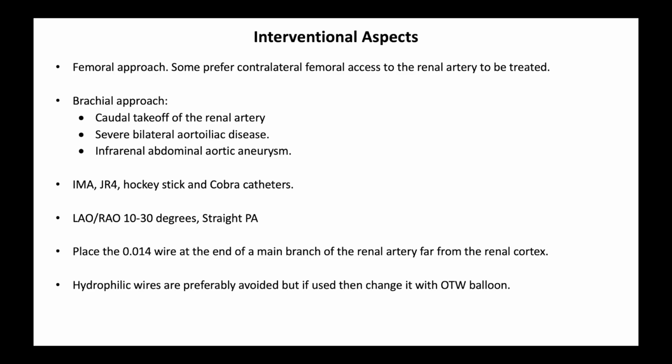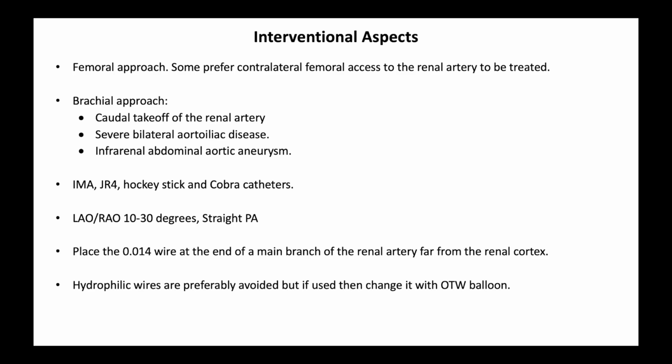If you need to go brachial, when would that be required? When there is a caudal takeoff of the renal artery, so coming from the top makes it easy to engage the renal artery. Or there is an issue with the femoral access, like severe bilateral aortoiliac disease, or there is an infrarenal abdominal aortic aneurysm.